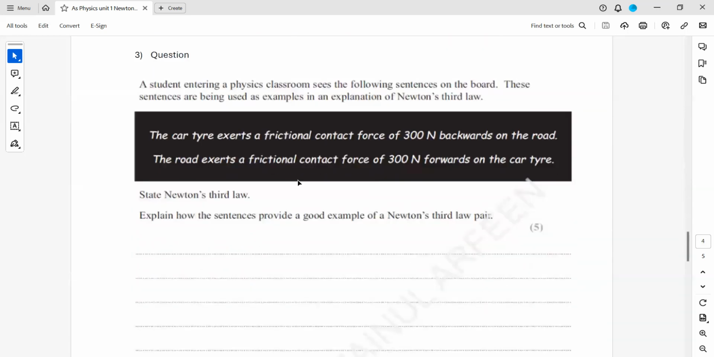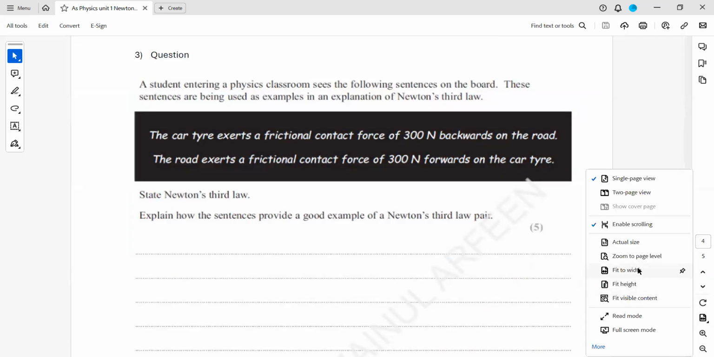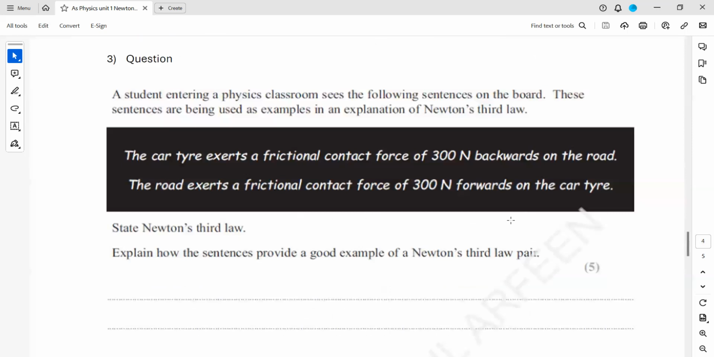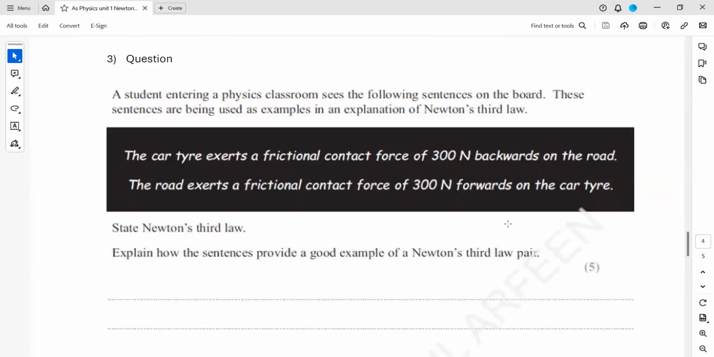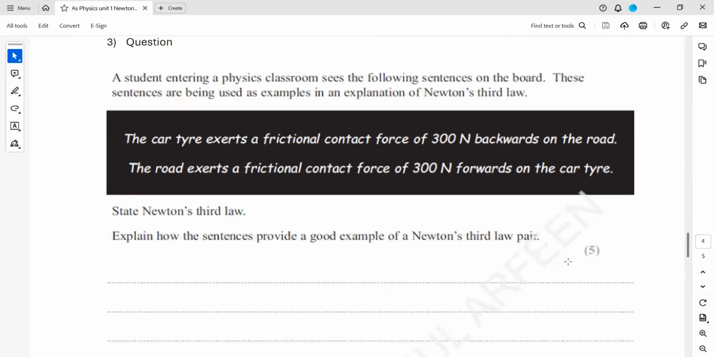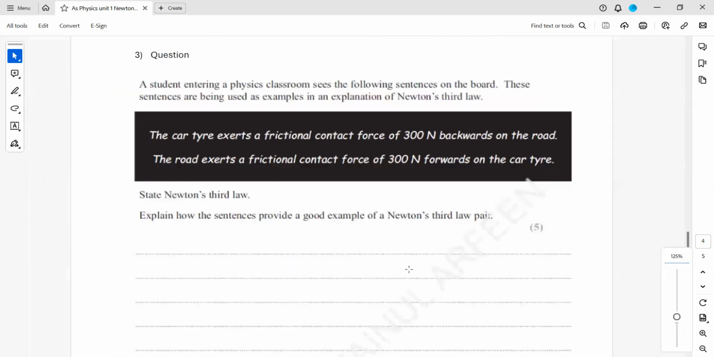In question 3, a student entering a physics classroom sees the following sentences on the board, and these sentences are being used as examples in explanation of Newton's third law. A car tire exerts a frictional contact force of 300 Newton backward. The road exerts a frictional contact force of 300 Newton forward on the tire. State Newton's third law and how these sentences provide a good example of Newton third law pairs. It's of 5 marks.